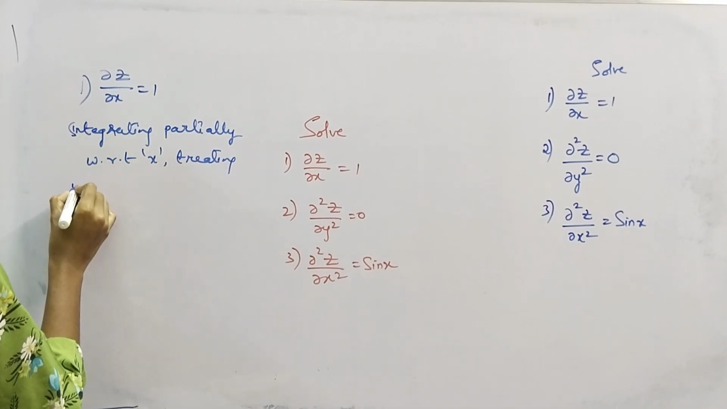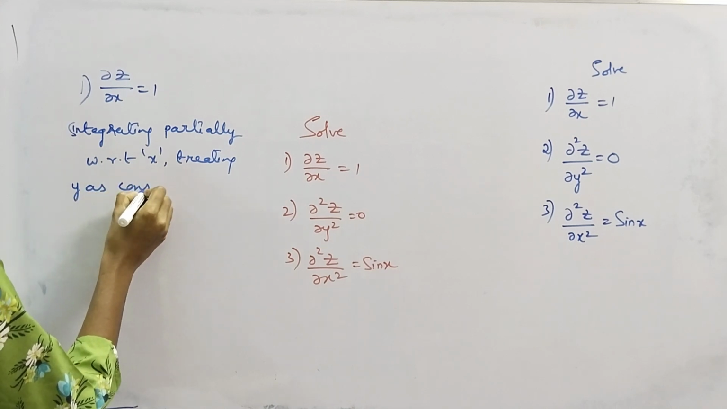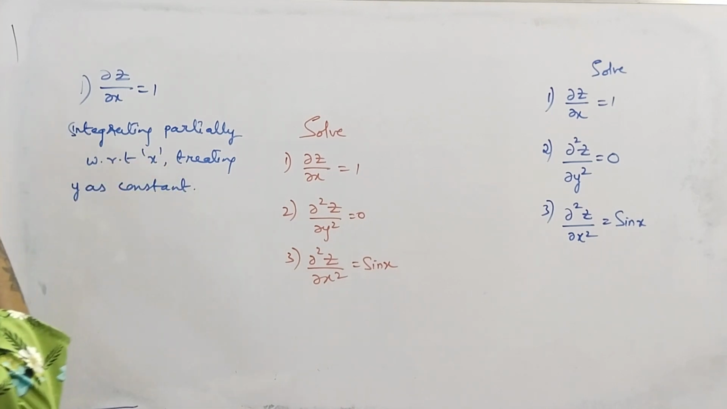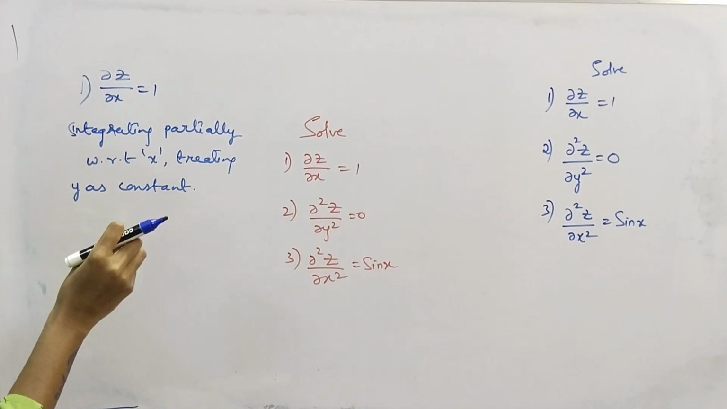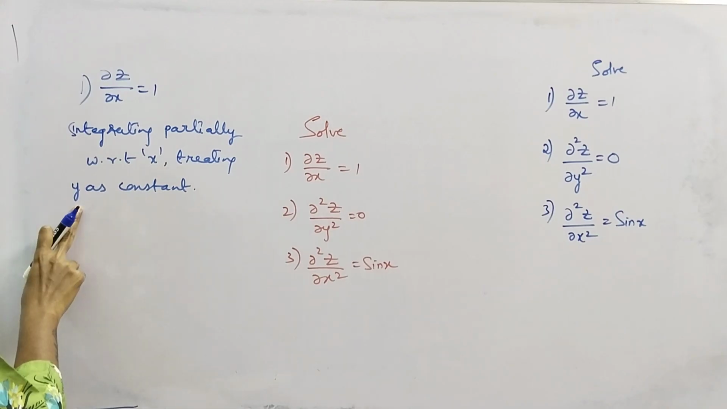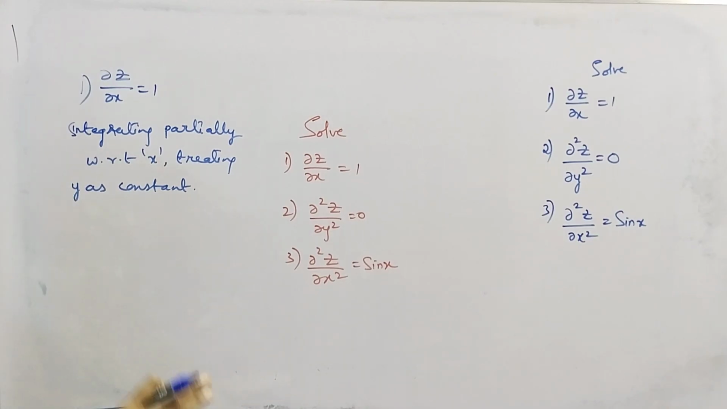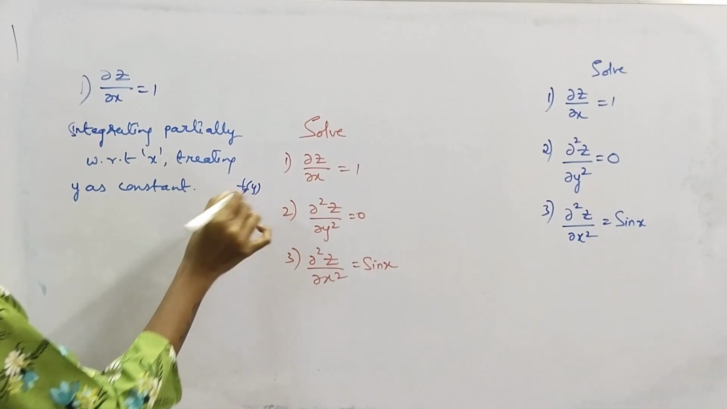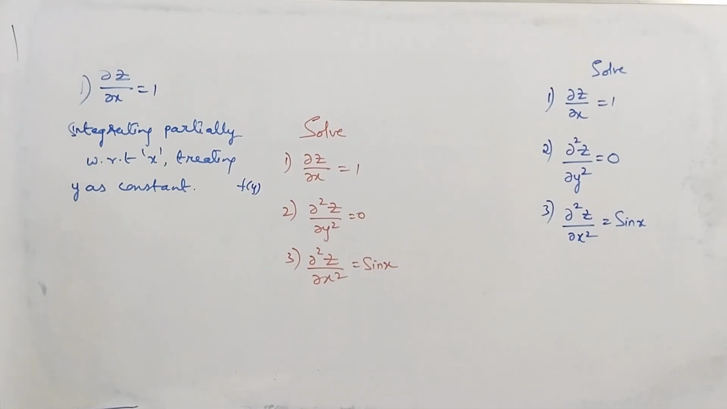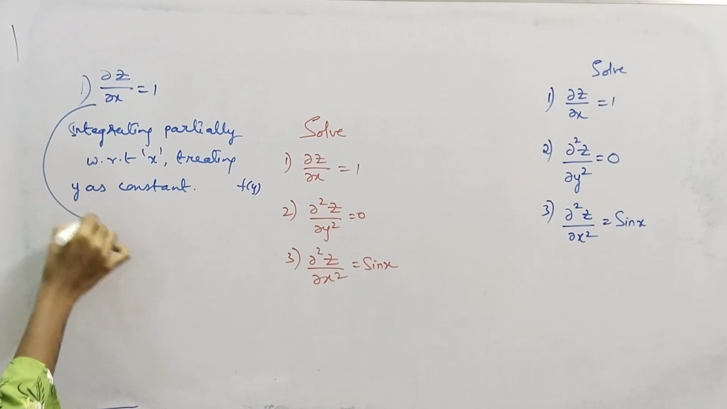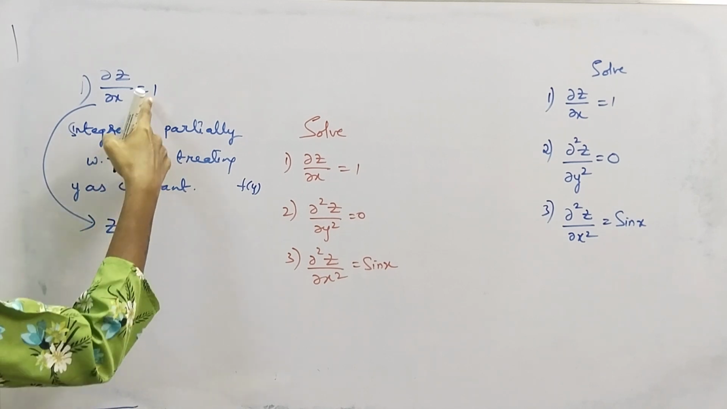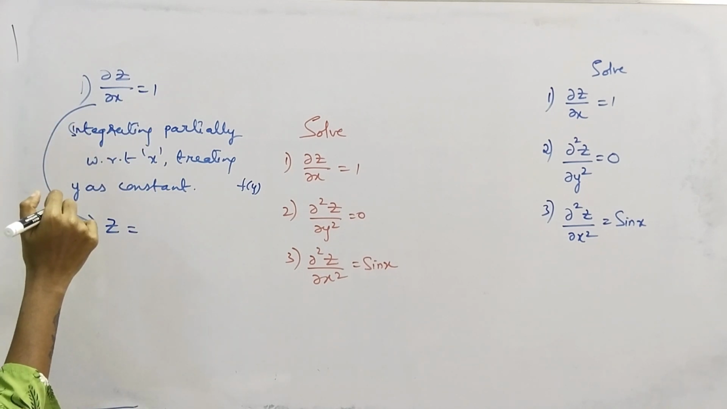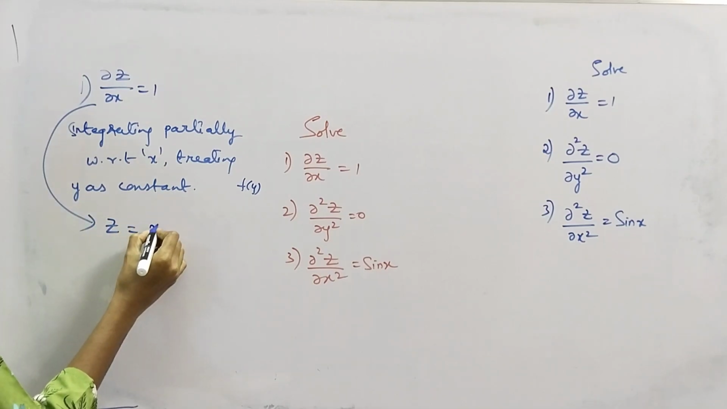treating y as constant. We know that whenever we use integration, we'll get an integration constant, right? Here we'll get the integration constant in terms of functions of y, because here y is treated as constant. We'll take the constant of integration as some function of y, say f of y. Then this becomes z equal to, here you are having 1. So integral 1 with respect to x is x, right?